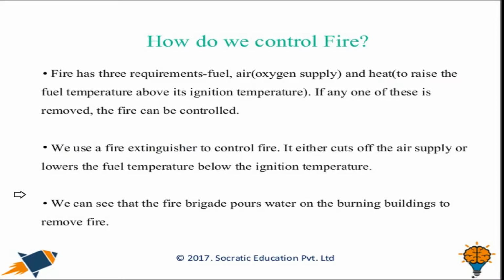Now the most important topic of this lesson: how do we control fire? Fire has three requirements: fuel, air or oxygen supply, and heat to raise the fuel temperature above its ignition temperature. If any one of these is removed, the fire can be controlled. So basically the fire can be controlled by the absence of any one of these three: fuel, air or oxygen mainly, and the heat.